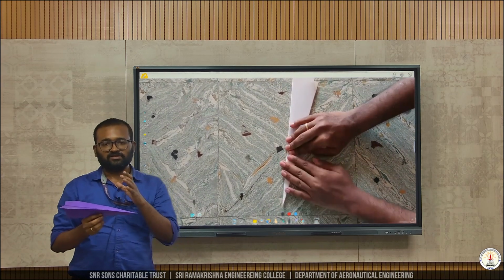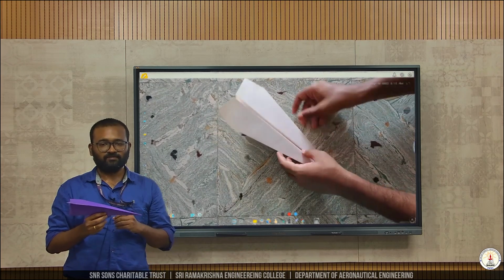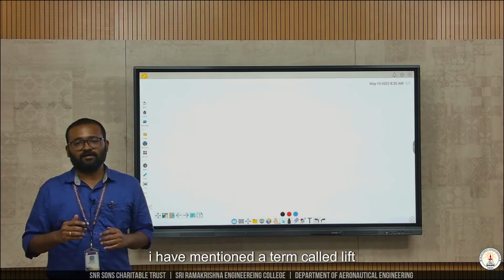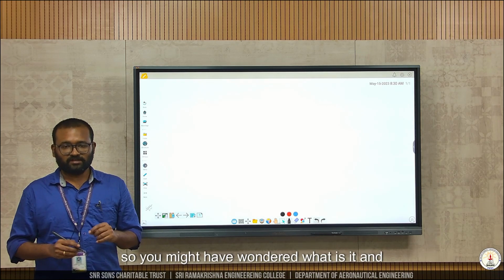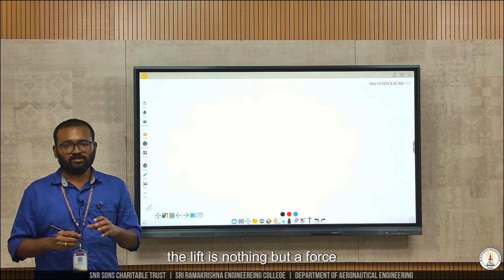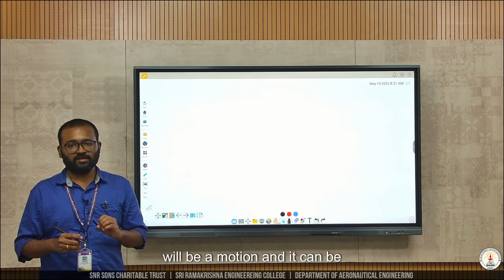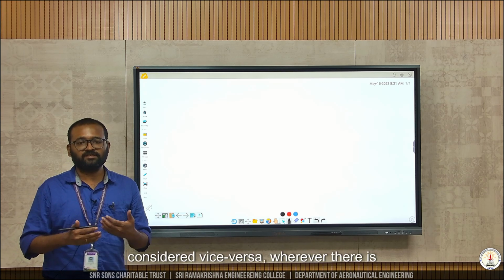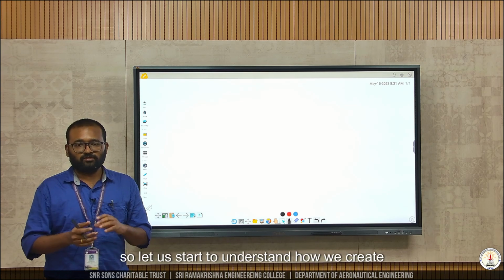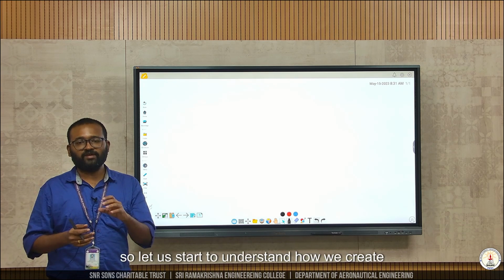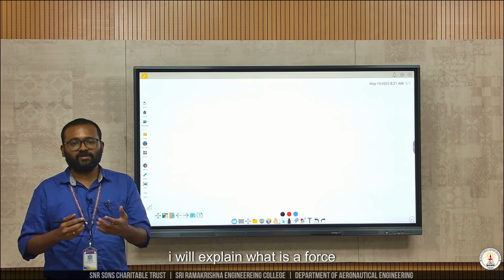So, let us discuss what the aerofoil is, why it is called a special shape, and how the airplane gains its lift while flying. I have mentioned a term called lift. You might have wondered what it is, and lift is nothing but a force. Wherever a force is involved, there will be a motion, and vice versa: wherever there is a motion, there is a force behind it. So, let us start to understand how we create the force called lift. Before that, I will explain what a force is.